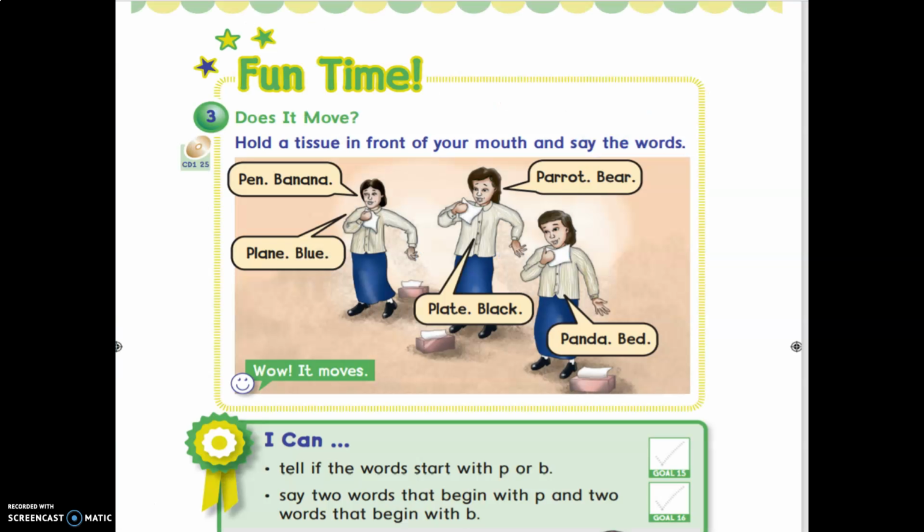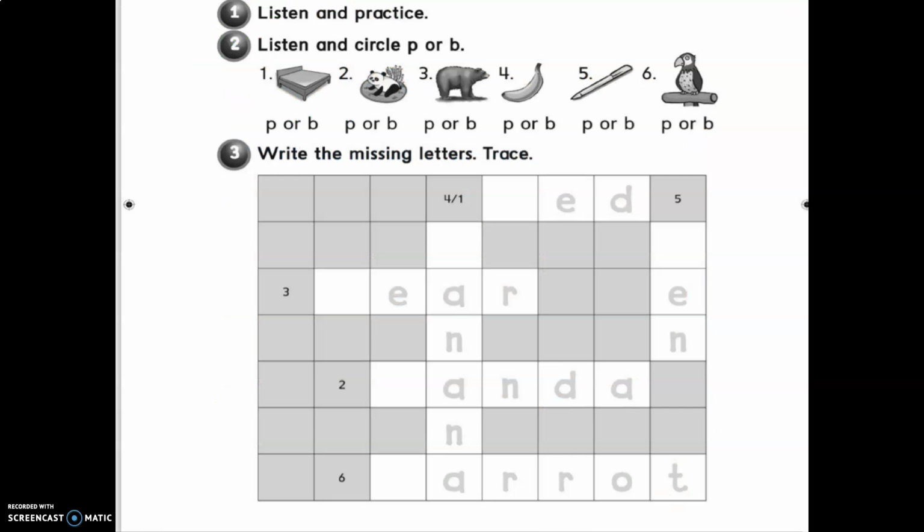This exercise, girls, fun time, exercise 3. We will do it in the live together. Now, I want you to open your activity book, page number 77 and 78. And listen, please, girls. Are you ready for goal 15? I can tell if the words start with P or B.